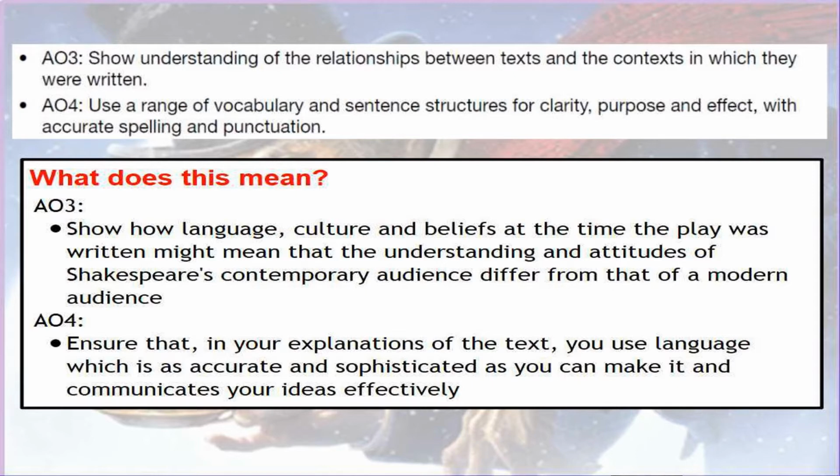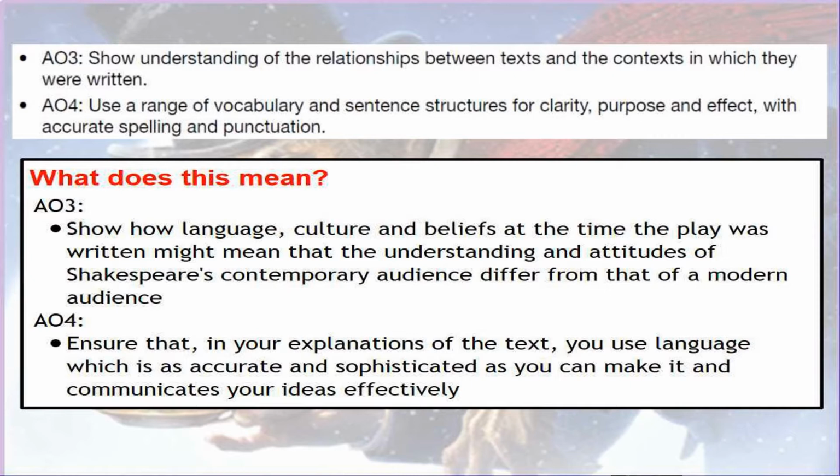Final main assessment objective for literature, assessment objective 3, is linking your discussion to the language, culture and beliefs at the time in which the text was written. So if it's a Shakespeare play, having an understanding of what beliefs at the time were about the themes in the play and how they might impact how an audience at the time might receive the themes compared with a modern audience. So anything to do with the background to the writing of the text and the time it was set in, and showing an understanding that as a modern audience you might respond to things differently.